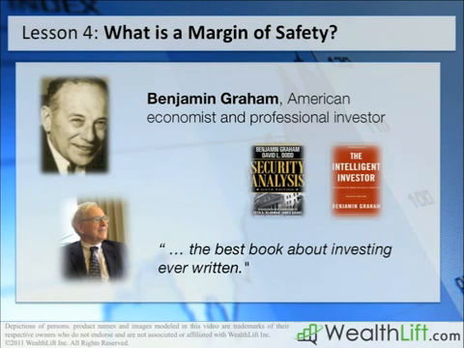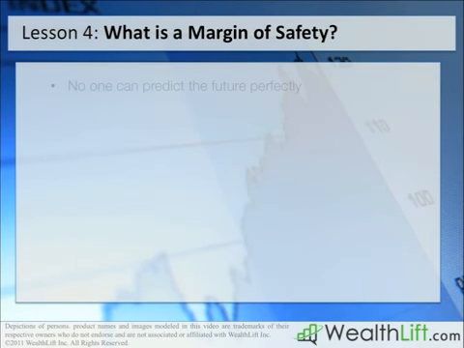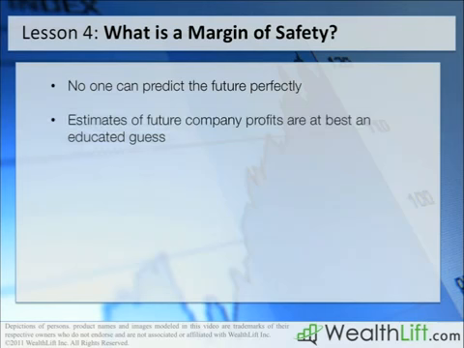Buffett, who obviously went on to be one of the most successful investors of all time, would later claim Graham as his single greatest influence and also describe Graham's book, The Intelligent Investor, as the best book about investing ever written. One of Graham's greatest contributions to the world of investing was the concept of a margin of safety. Graham noted that no one could accurately predict the future, and that any estimate of future profitability of a company was, at best, an educated guess.